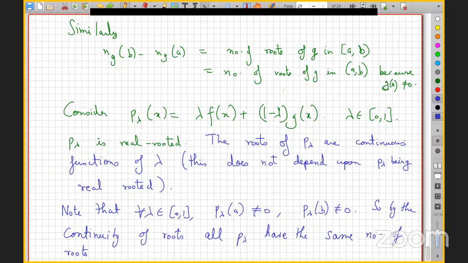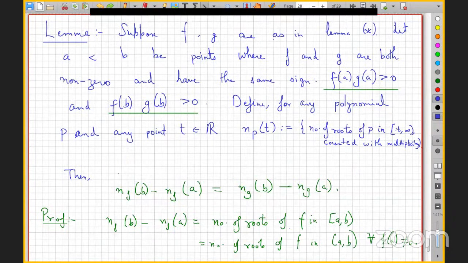Okay. Sorry, I lost some. Why do we know that both F of A and G of A are not equal to 0? I mean, that was the definition. That was the hypothesis, right? So A and B are points where both F and G have the same sign and they are not 0. So F(A), G(A) are positive, F(B), G(B) are positive. I'm saying for any arbitrary points A and B for which F and G are both non-zero. Oh, that's the hypothesis. You have assumed. Yeah.